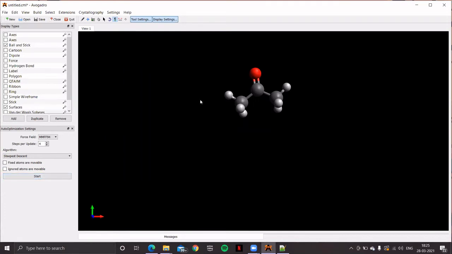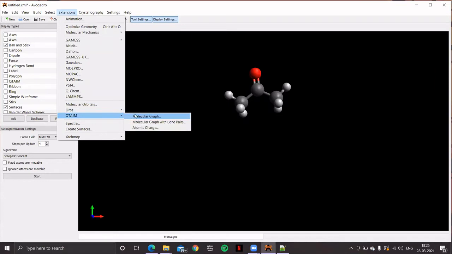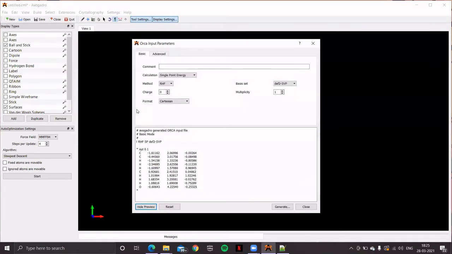Now let's try to create an input file for a combined geometry optimization plus frequency calculation. Go to the extension menu. In the ORCA option, click on generate ORCA input. Give a proper comment. So let's write OPT plus frequency of acetone. And then in the calculation drop-down menu, choose the geometry optimization option. You can see that the line which starts with an exclamation mark is the line for the important keywords. You get the important keyword OPT.